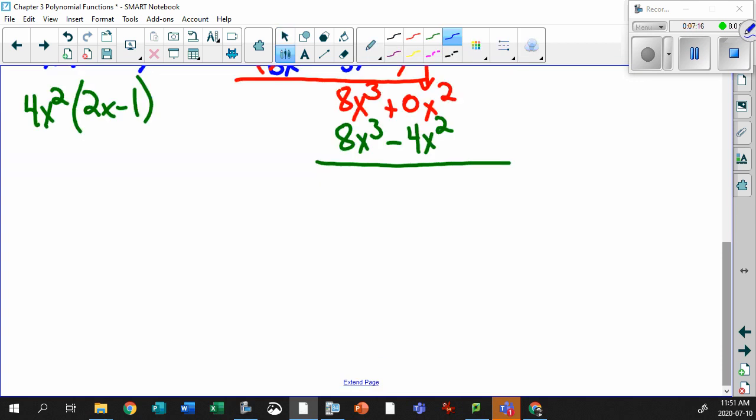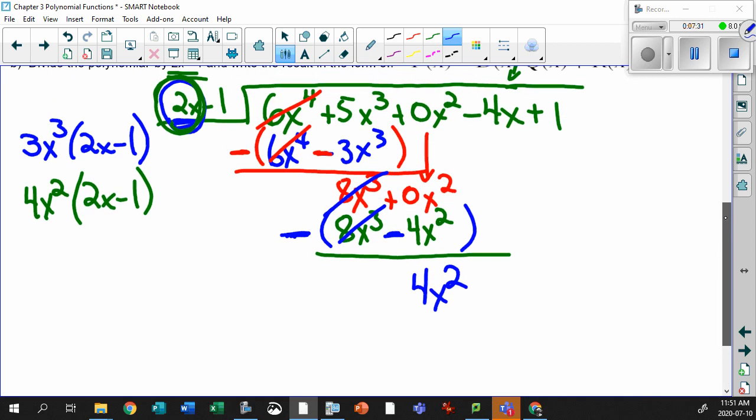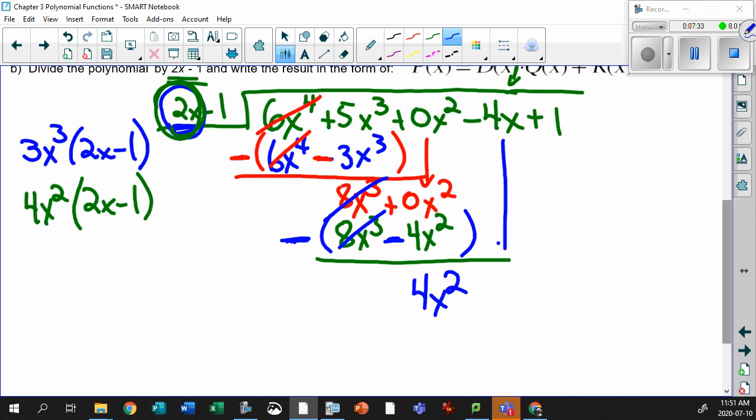Okay, so with that in mind, let's keep on going. Don't forget, this is a subtraction. That means that term cancels out, and 0x squared minus minus 4x squared gives you a plus 4x squared. Now go back up here and pick up the next one, which is down here, minus 4x.